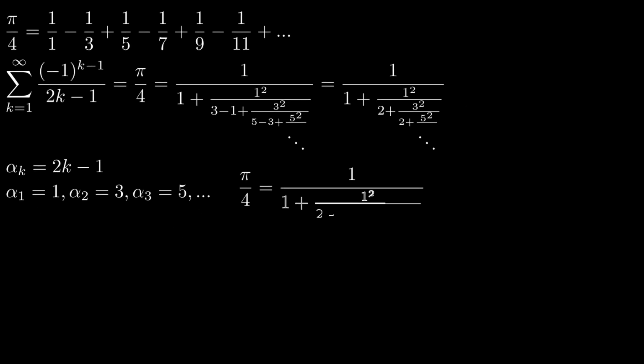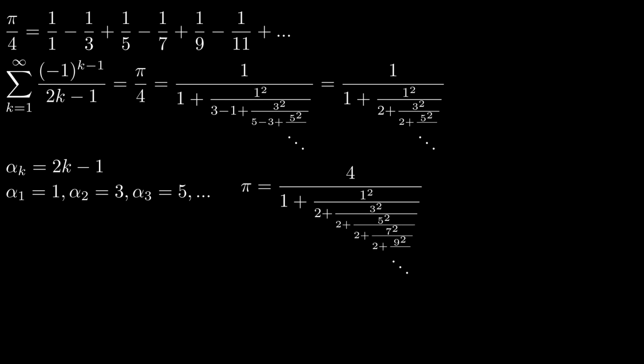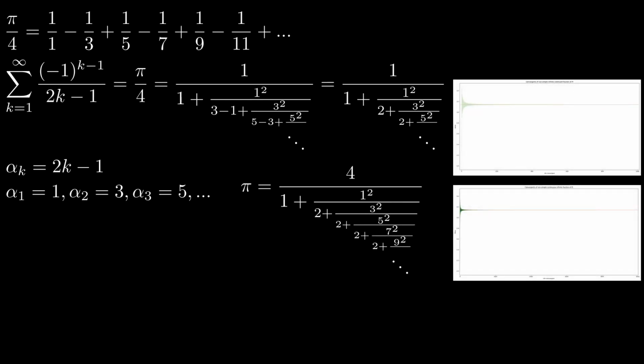So now we have the continued fraction for pi over 4, and if we multiply by 4, we get the expression for pi only. Here you can see the graphs that represent the first 1000 convergents and below the first 5000. I will leave these two images in the description if you want to see them better. As I said earlier, this converges extremely slowly, as you can see from the image.